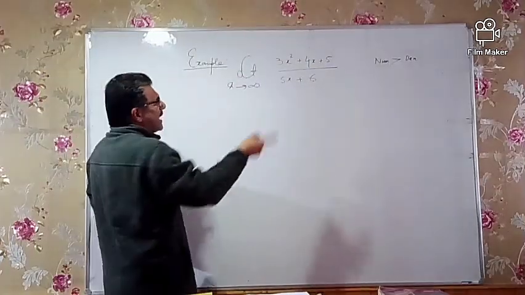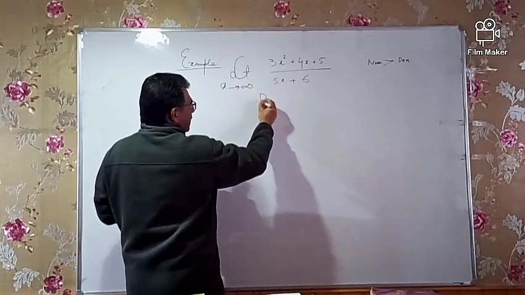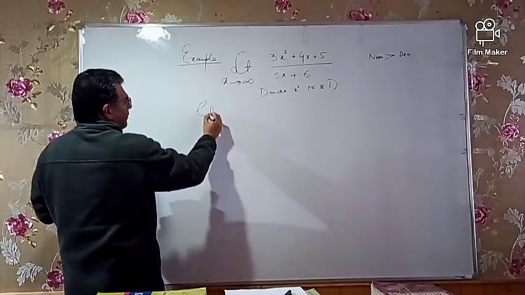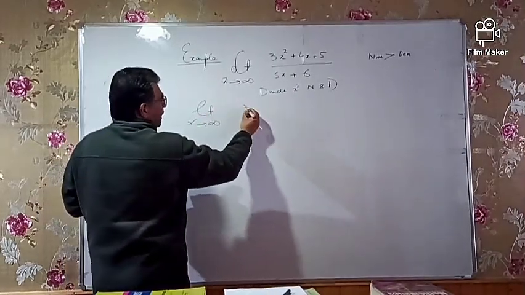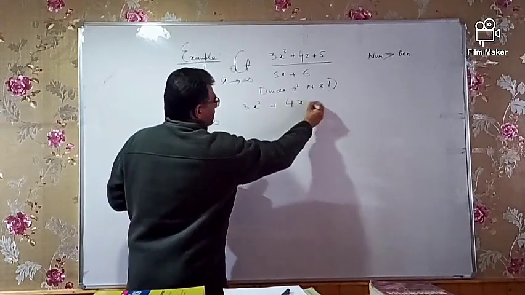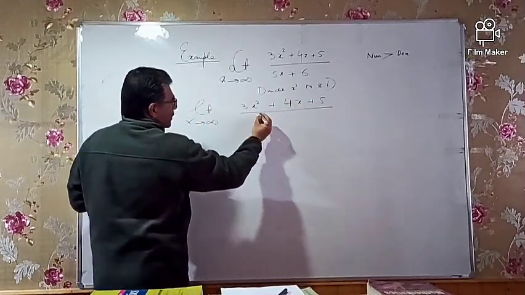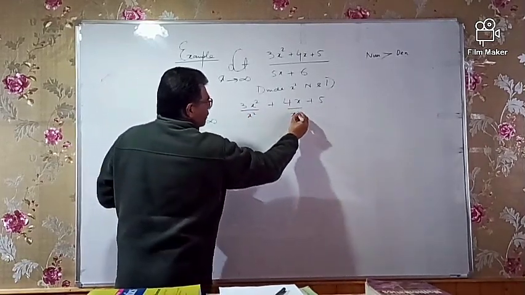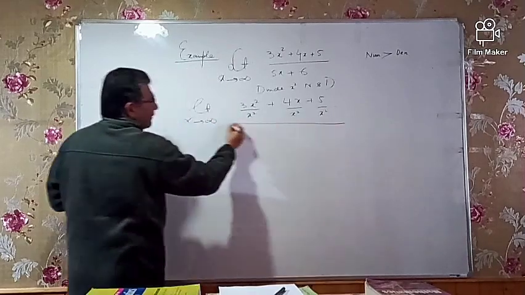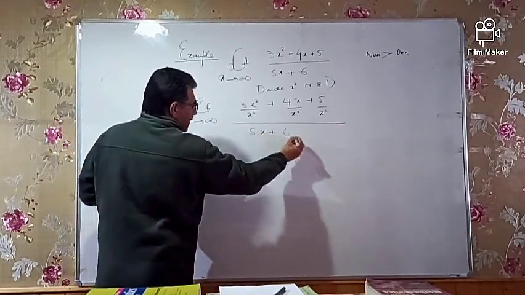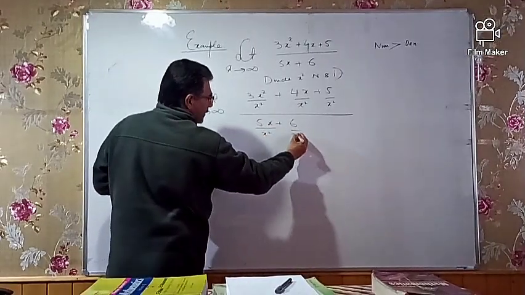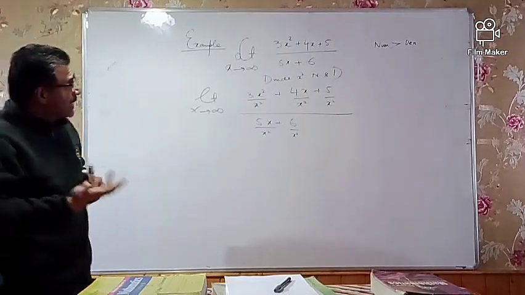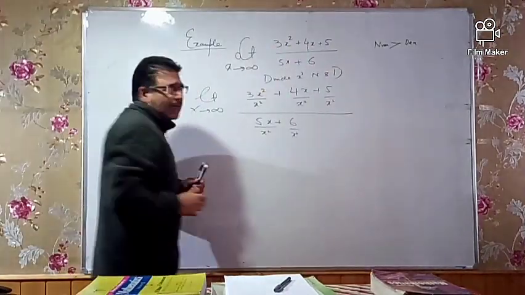Now what is the highest degree? The highest degree is again x square. So we'll again divide numerator and denominator by x square. What will we get? Limit x tends to infinity, 3x square plus 4x plus 5 whole divided by x square. That x square will be divided into each term of the numerator, and divided by 5x plus 6. Here also x square is divided into each term. This means I am dividing numerator and denominator by x square, which is the highest degree among numerator and denominator.